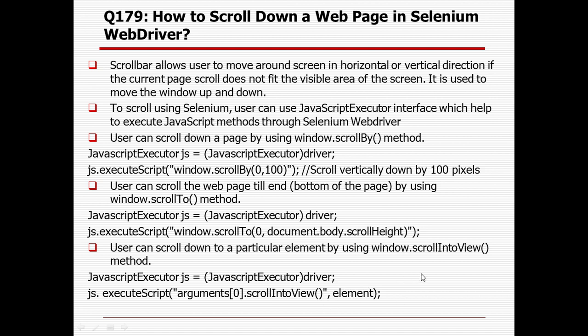So these are the three different methods available. One is window.scrollBy, with which you can scroll down a page by some pixels vertically. And if you use the window.scrollTo method, you can scroll the web page to the end or bottom of the page. And if you want to scroll down to a particular element, you need to use the scrollIntoView method available in the JavaScript executor.